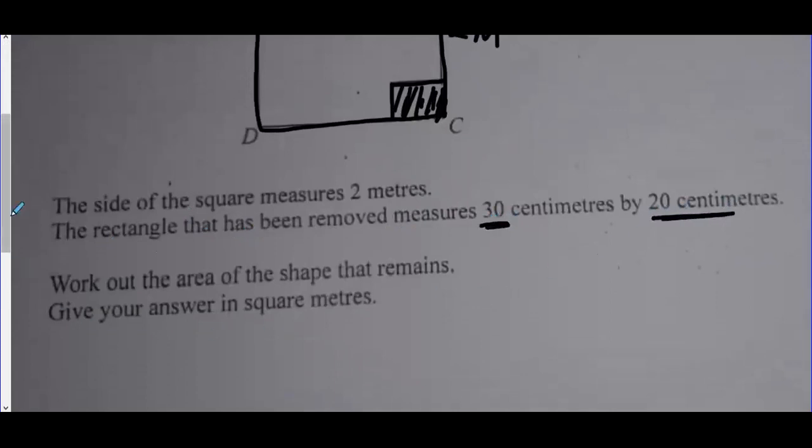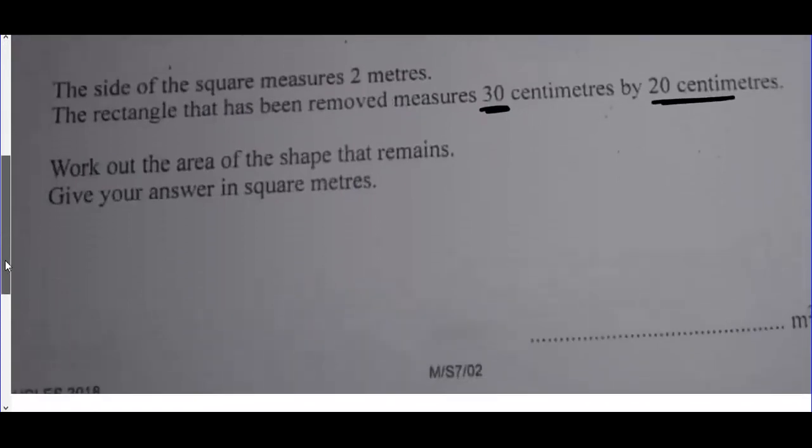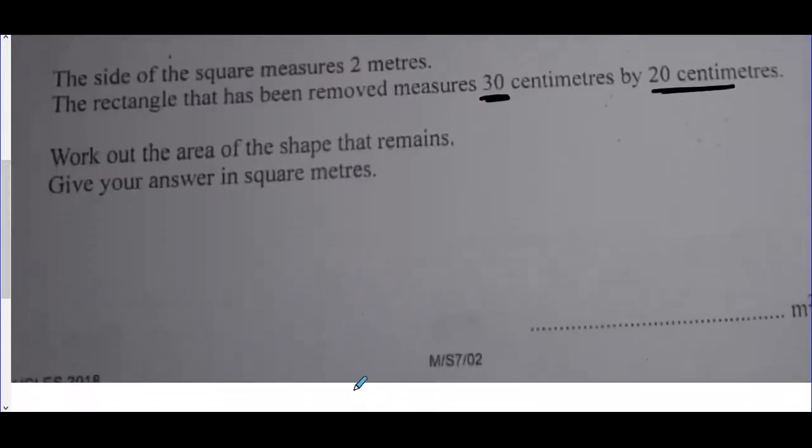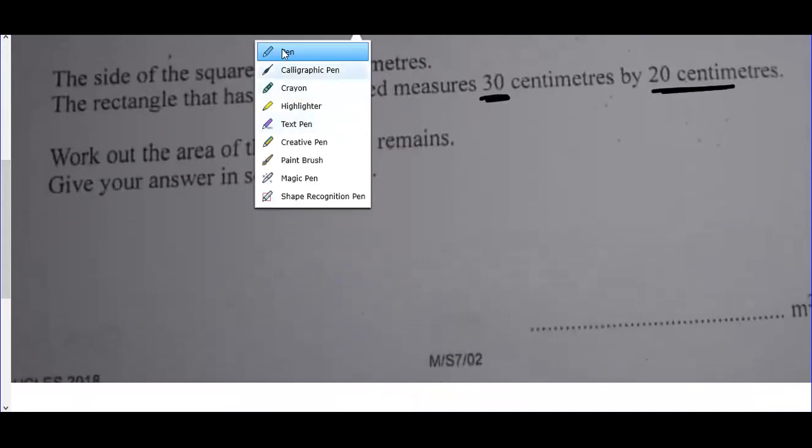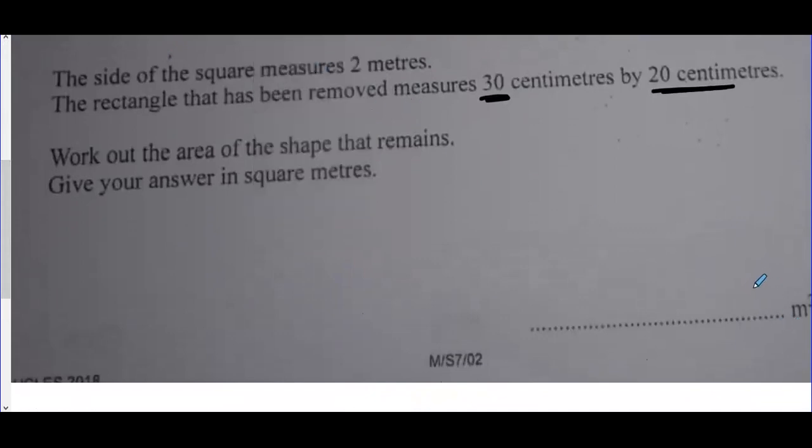So here we need to convert the 30 centimeters by 20 centimeters because the question here demands us to give the answer in meters squared. All right. So we're going to go ahead changing 30 centimeters into meters. So you know that 1 meter equals 100 centimeters. How about 30 centimeters? So this will be equal to 0.3 meter. And 20 centimeters will be equal to 0.2 meters.